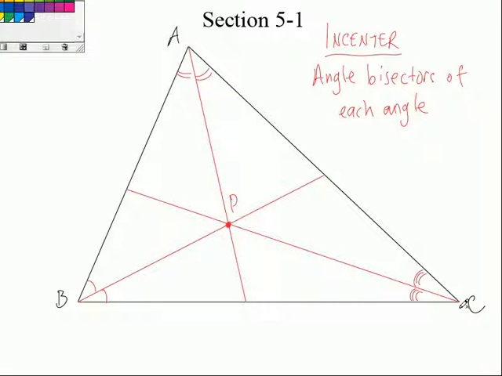So those distances are not the same. But there is a distance that's the same. So watch what I'm going to do. This is a little bit more confusing, but watch. The distance from this incenter to side BC is going to be the same as this incenter to this side and this incenter to this side.